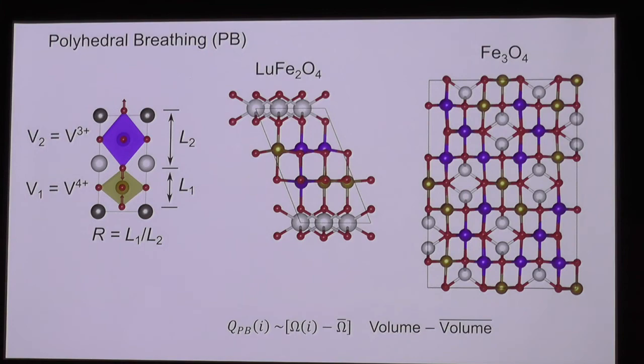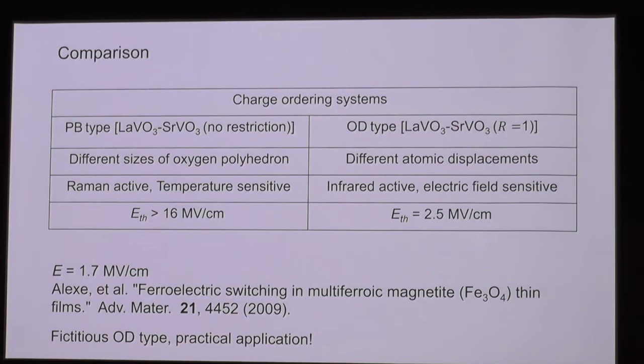The fields you mentioned, like over 2 megavolts per centimeter, are those within what you can support in these materials before they break down? I think so, because in previous experiments, they mentioned that the value for flipping the polarization is 1.7 MV per centimeter, approximately the same. Maybe a little different, but in the same order of magnitude as the value in our study. Okay. If that's it, then thank you very much for your talk. Thank you.